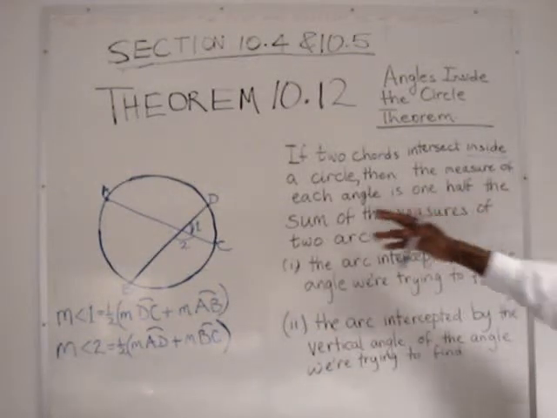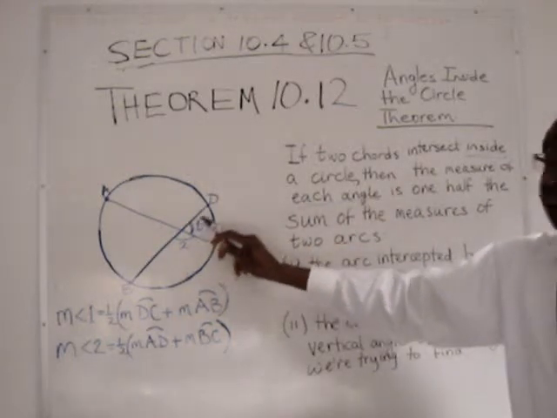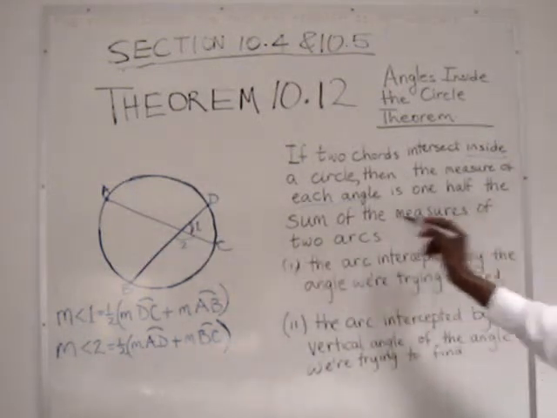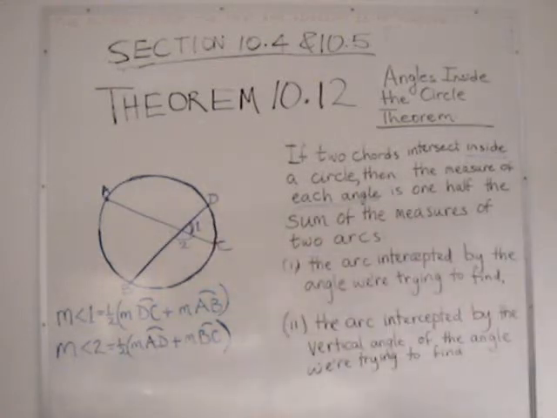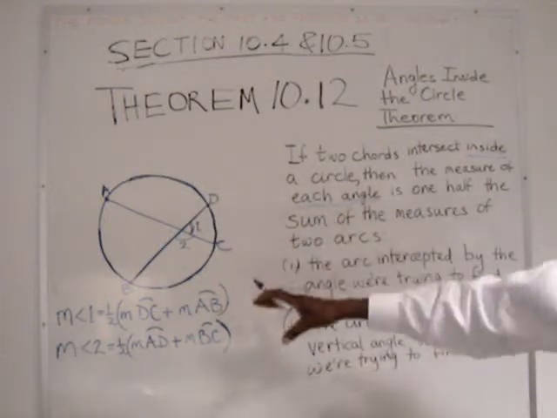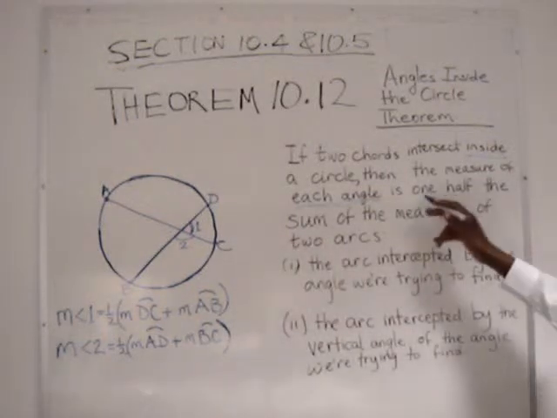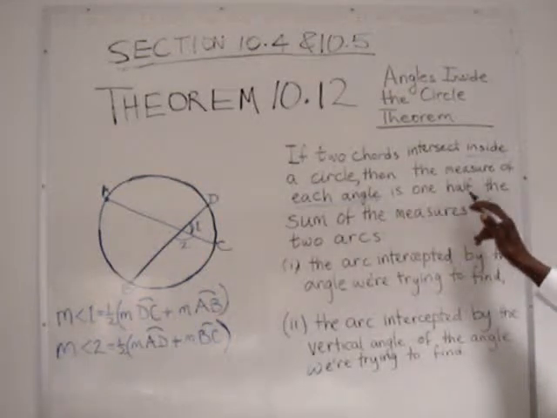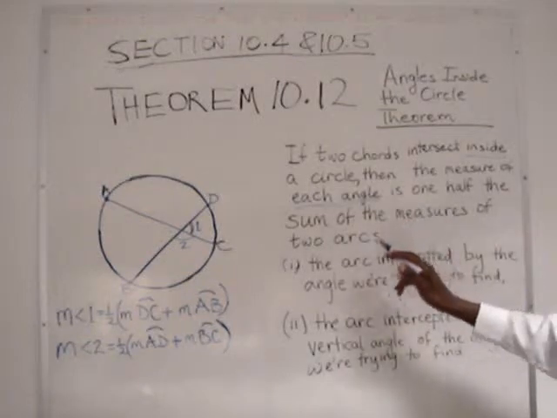Then the measure of each angle, meaning each of these 2 angles, because once we know these 2, we can know the other 2. So when it says the measure of each angle, it's referring to each of these 2 angles. They're not the same. Those 2 measures are not the same. It's going to give you a formula for finding each one separately. And it says the measure of each angle is 1/2 the sum of the measures of 2 arcs.